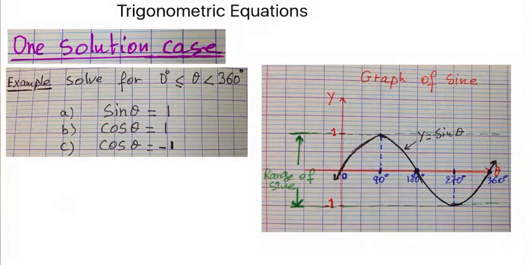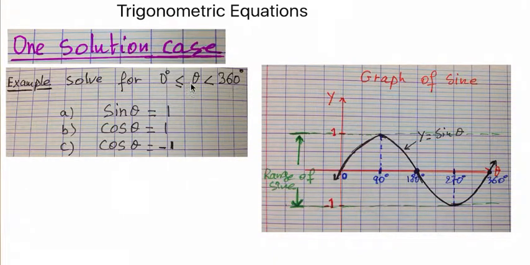In this video, we're going to see trigonometric equations that have one solution. Of course, as you can see in the example, you are asked to solve for theta between 0 and 360. In the three parts A, B, C, you have sine equation and cosine equation.